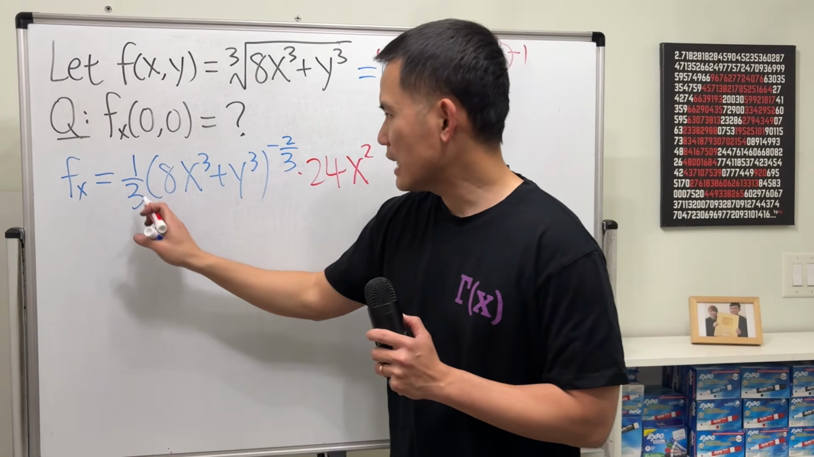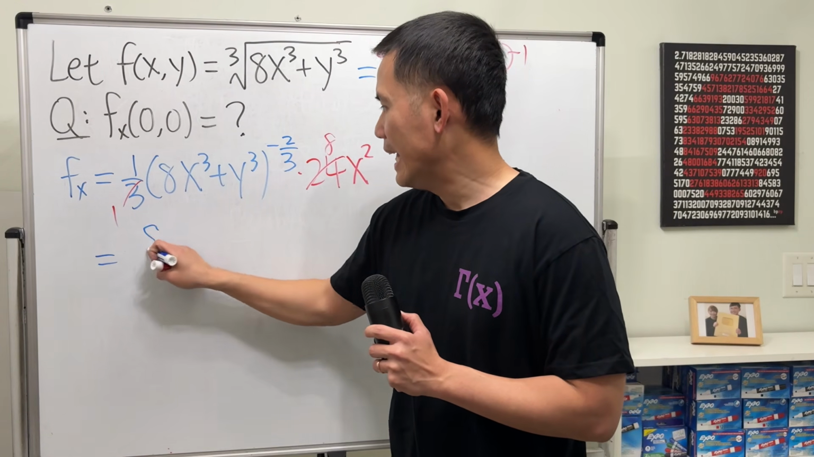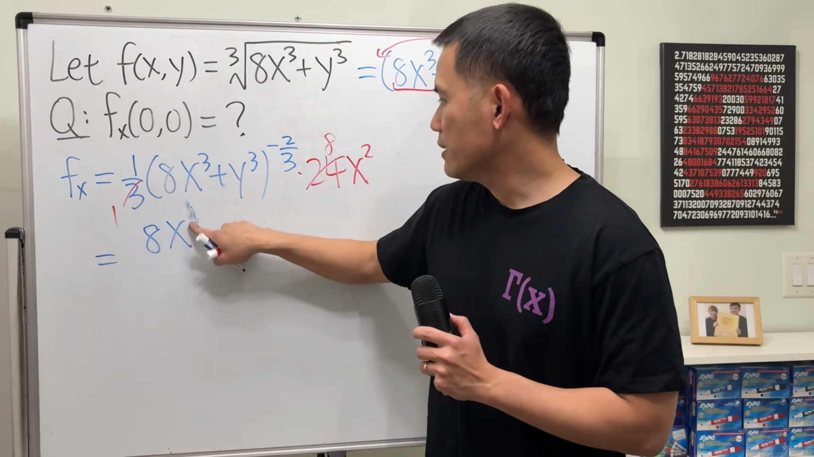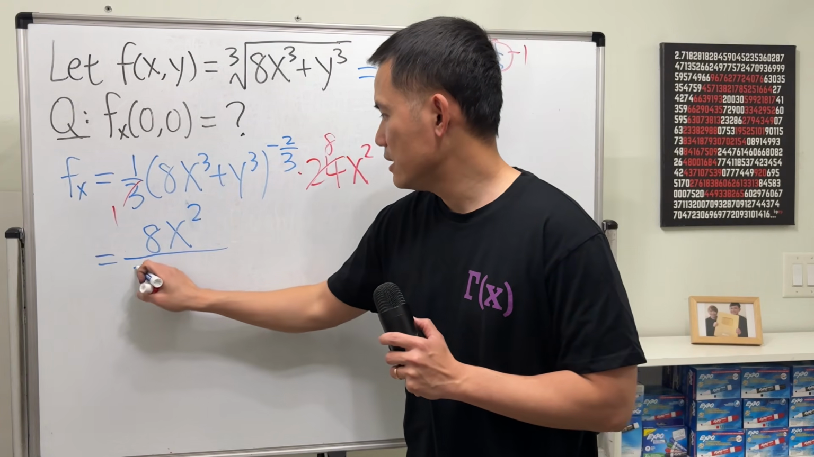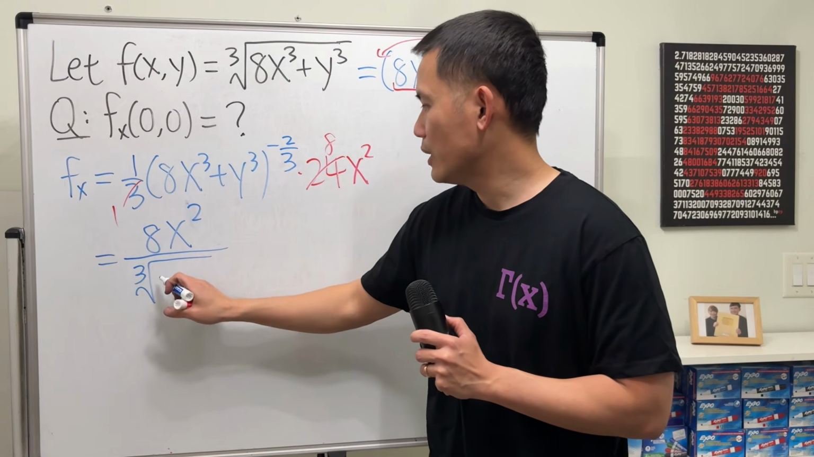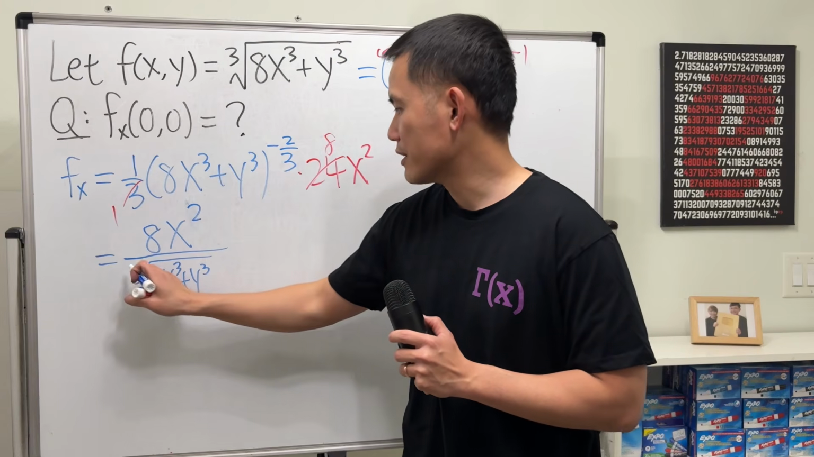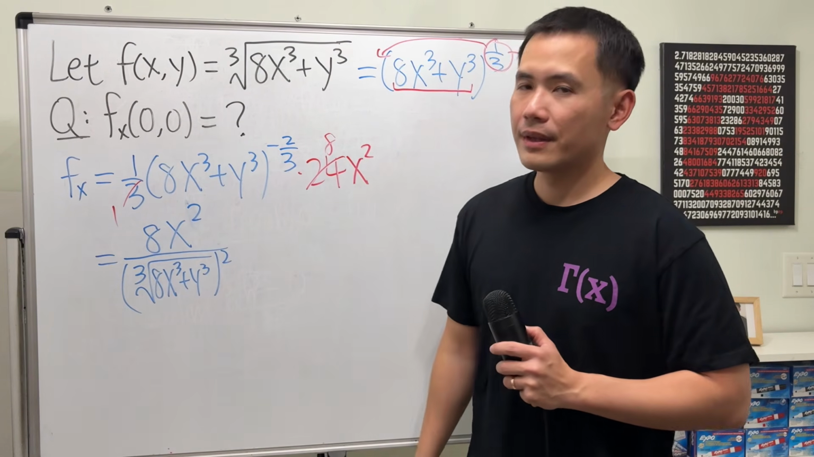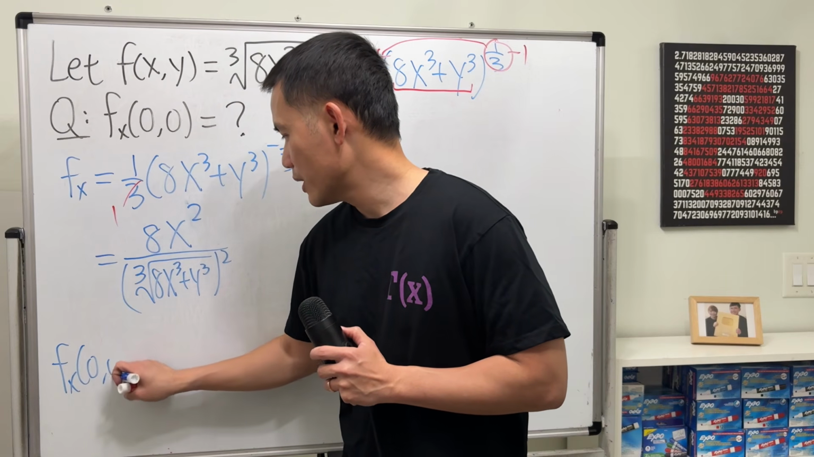And then we can clean this up a little bit. On the top we have 8x squared. Bring the negative power down and put this as the cube root. And then here we have 8x cubed plus y cubed, and we still have the square. Let me write it like this. Then we want (0, 0), right? Let's just go ahead and plug in.